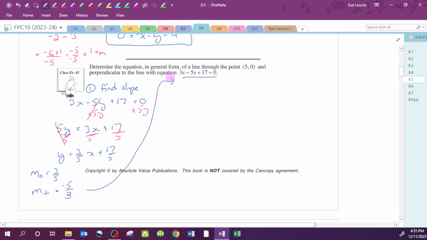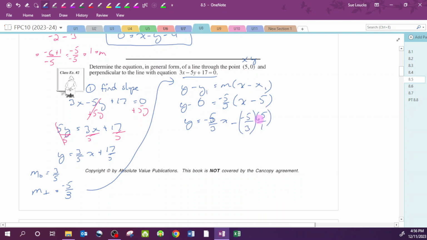Okay, so now we're going to come up here and I've got a point, and I'm going to use my point slope form for this. So I've got y minus y1 equals m times x minus x1. So y minus, oh, here's my x and my y value, so that's minus 0. My slope is negative 5 over 3 times x minus 5. So y equals negative 5 over 3x minus negative 5 over 3 times 5 over 1, if I want to do that.